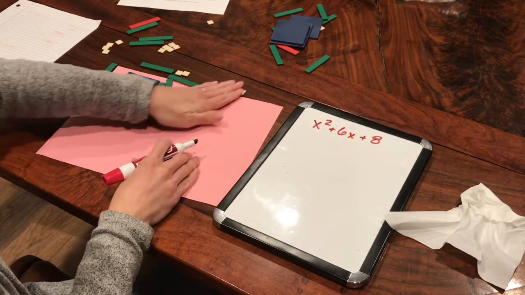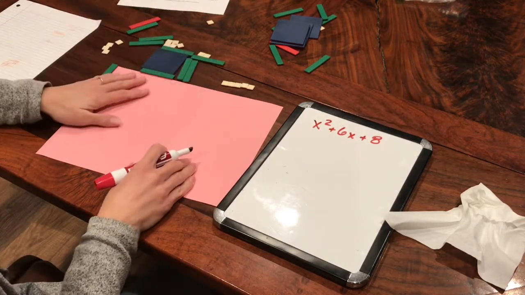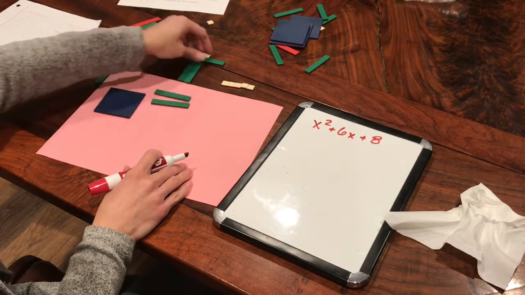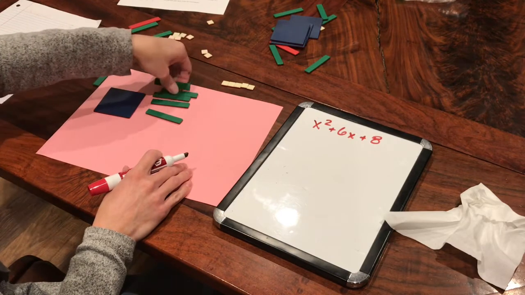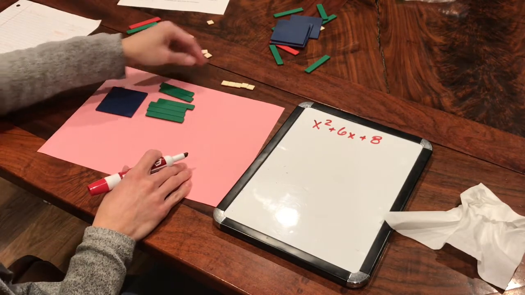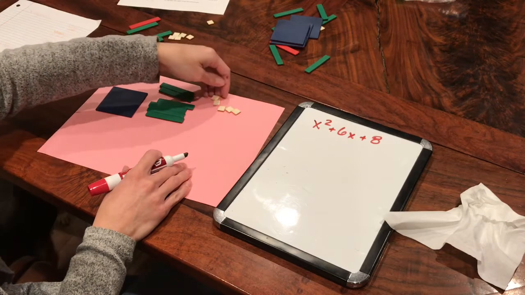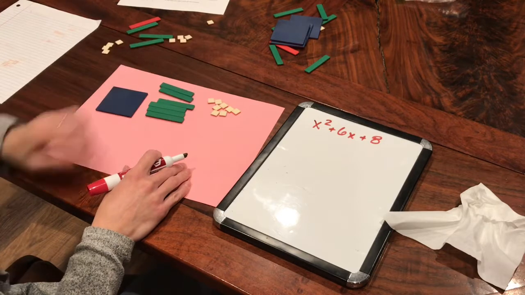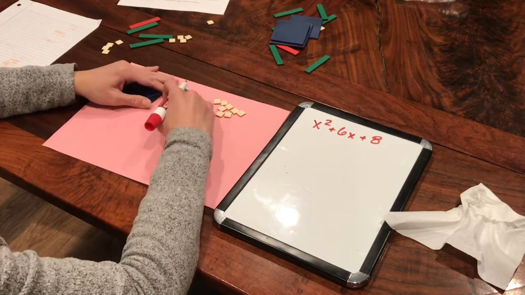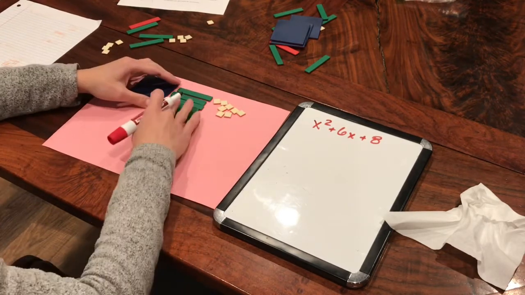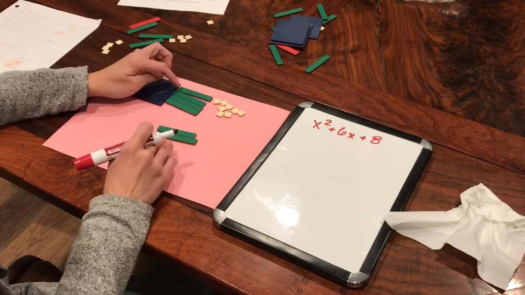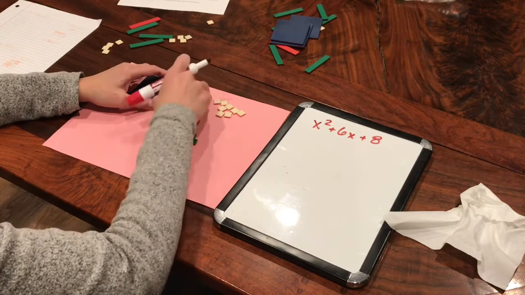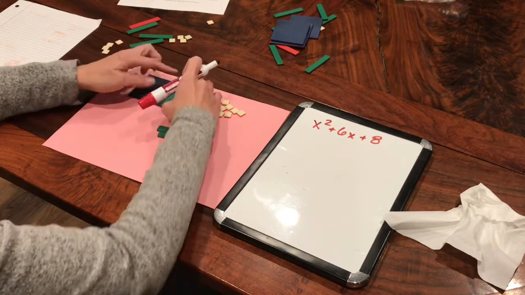So x squared plus 6x plus 8. So I have an x squared. I'm going to need 6 x's. And then 8 ones. So there's 5, 6, 7, 8. Okay, how can I put these together in a rectangle? Remember, I don't want to do it this way, where I put them like this, because these are units and this is an x, and we don't know how long it is. So you need to turn your x's so that they're against the x length.